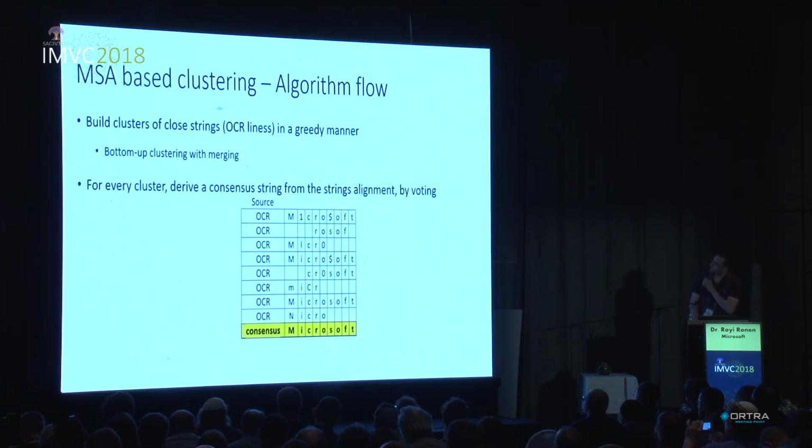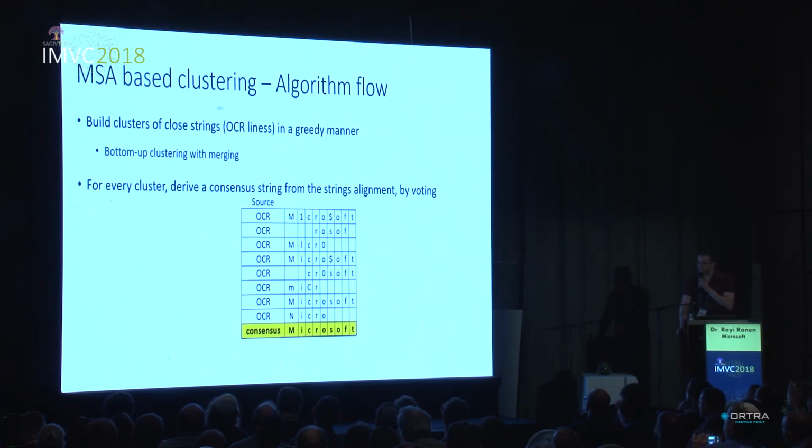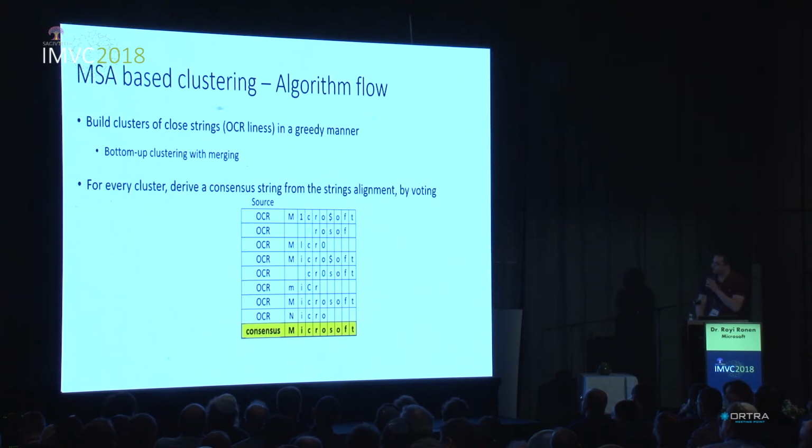Let's see the machine learning behind the scenes. What we do is take every detected line of OCR, and we start building a bottom-up clustering using the distance that the multi-sequence alignment gives us. At the end of the clustering, what we get is these kinds of tables. Each table corresponds to a cluster. And by the way, we also merge clusters that are very close to each other. I won't get into the details, but like in almost every bottom-up clustering algorithm, there is a condition that merges the clusters together. And here we can do voting.